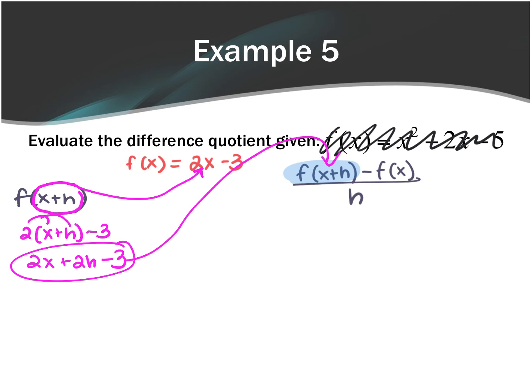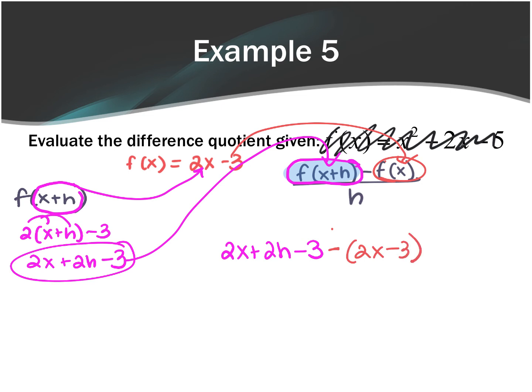It's always the same steps. If it says f of x plus h, you take x plus h and plug it into the question. Then that makes up this part of my difference quotient. What's f of x? 2x minus 3. So this part gets replaced with f of x, and h stays as h. I replace f of x plus h with 2x plus 2h minus 3, subtract from it 2x minus 3, and put it all over h.